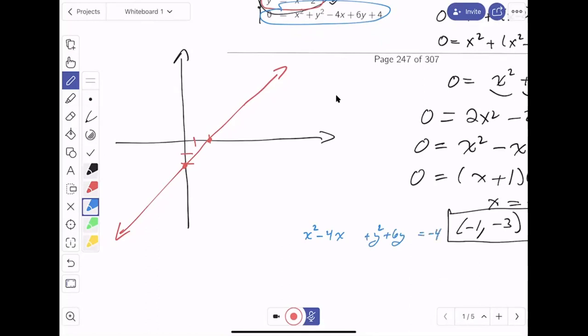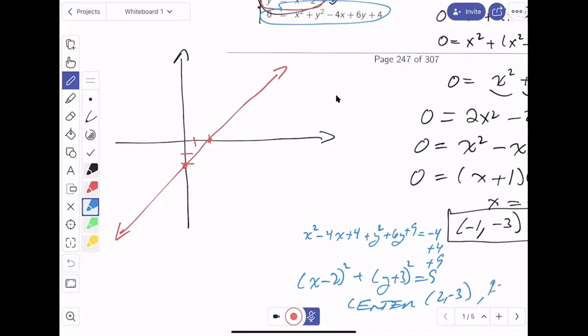I'm going to complete the square. This would be plus 4 plus 4 plus 9 plus 9. So what do you get over here? (x minus 2) squared plus (y plus 3) squared is equal to 9. Center is (2, minus 3), and the radius is 3.